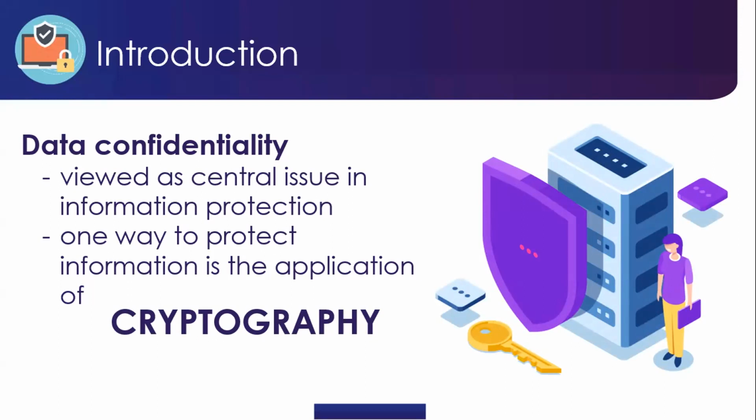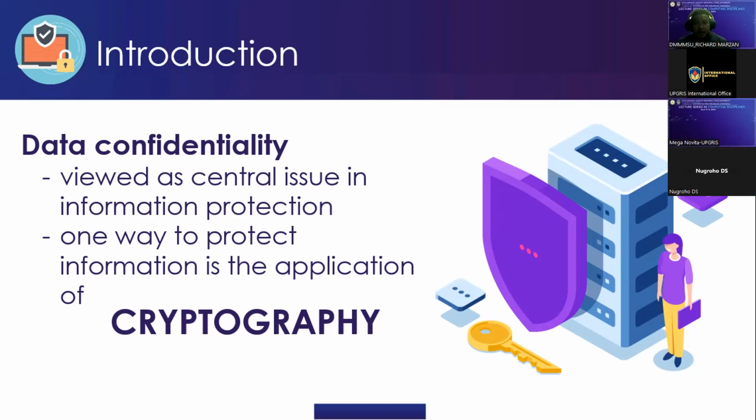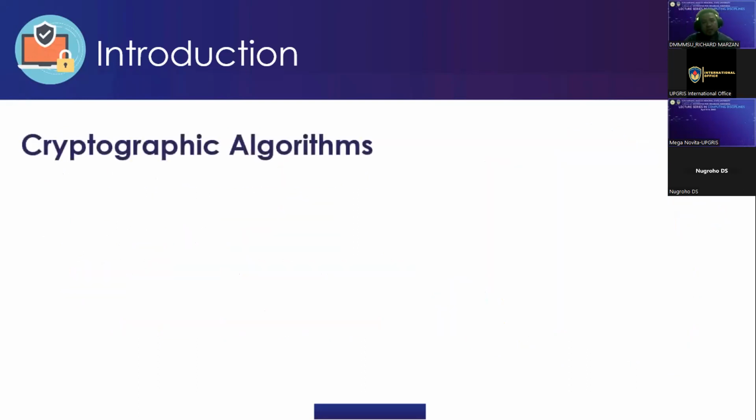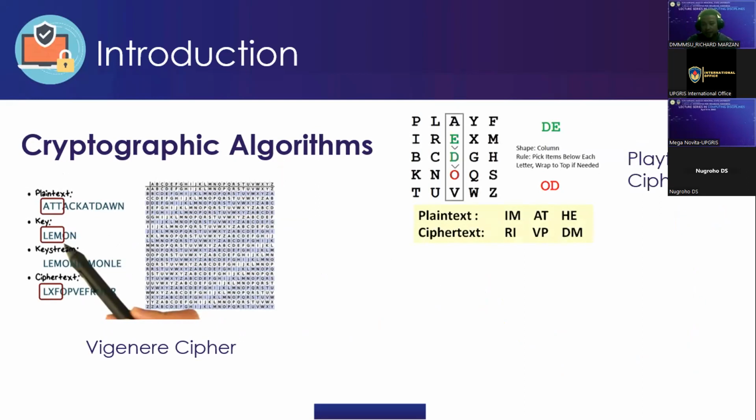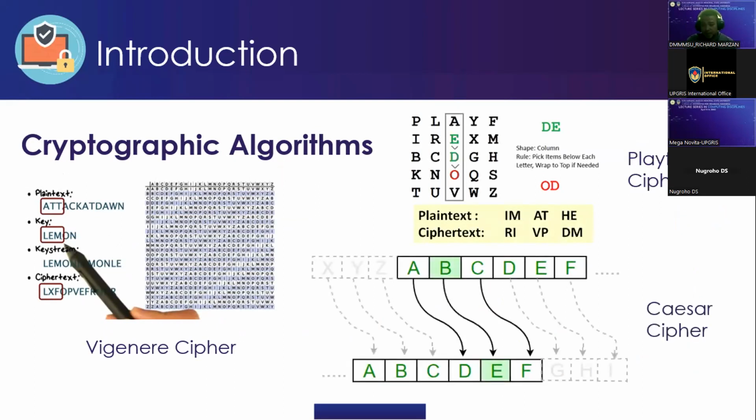Many cryptography algorithms are now widely used, but they use different keys. Some use public keys, and the other kind uses a secret key. Here are examples of cryptographic algorithms: the Vigenère cipher, the Playfair cipher, which is my topic, and the Caesar cipher.